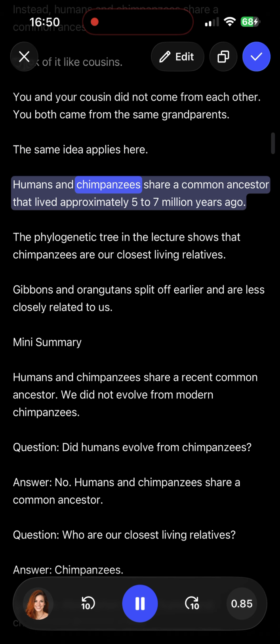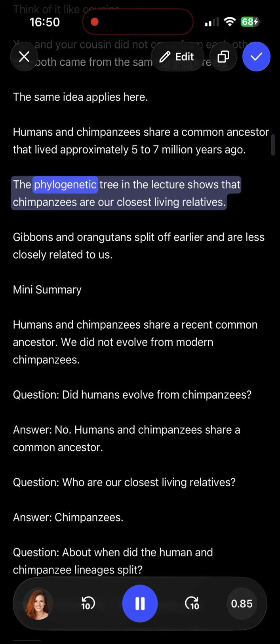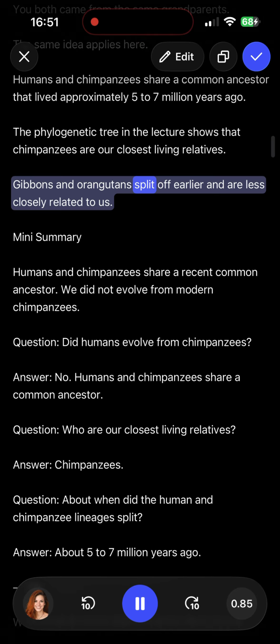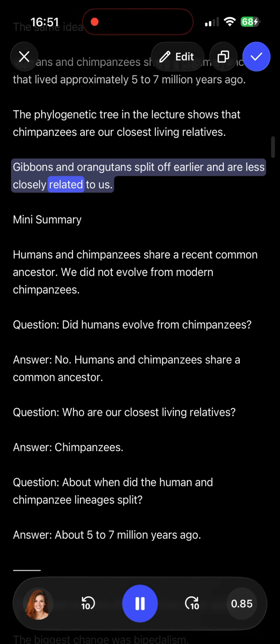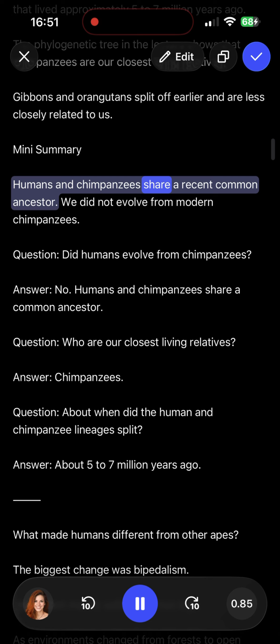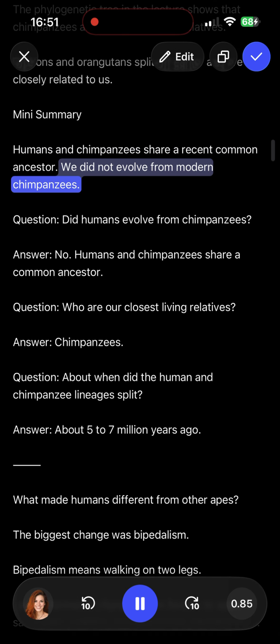Humans and chimpanzees share a common ancestor that lived approximately 5 to 7 million years ago. The phylogenetic tree in the lecture shows that chimpanzees are our closest living relatives. Gibbons and orangutans split off earlier and are less closely related to us. Mini summary. Humans and chimpanzees share a recent common ancestor. We did not evolve from modern chimpanzees.